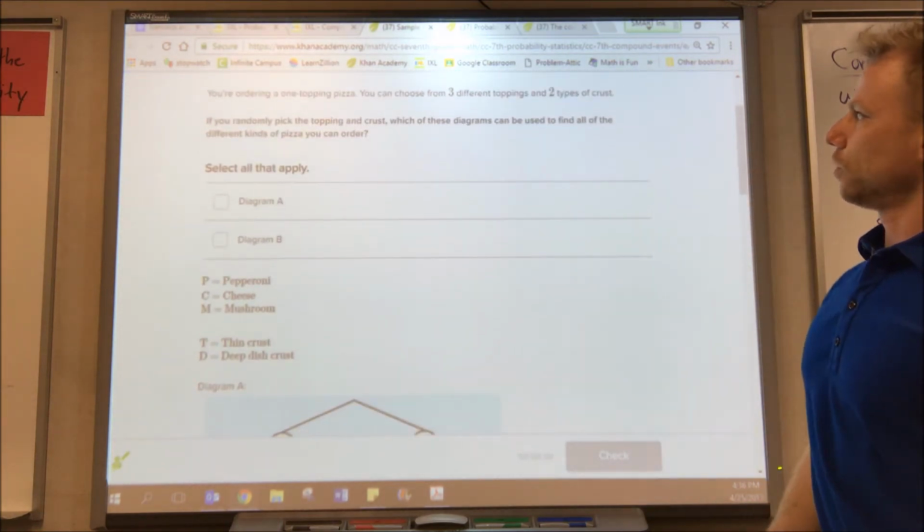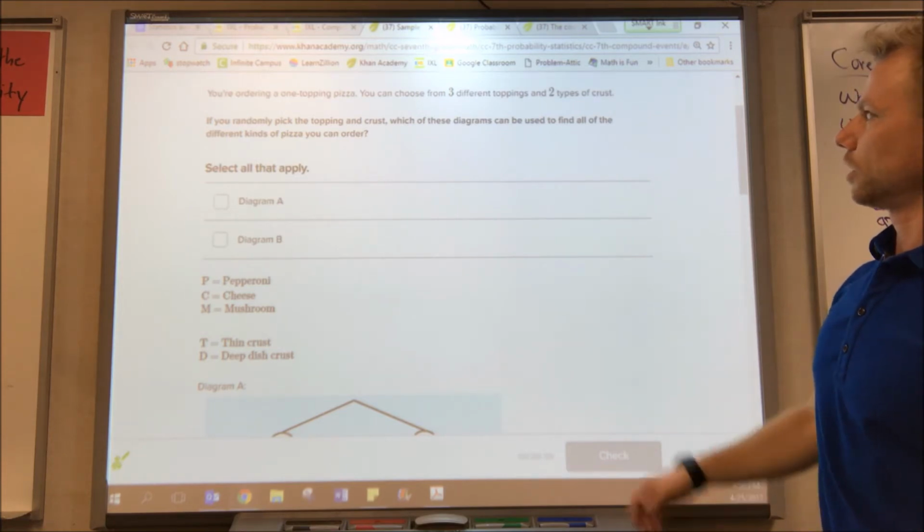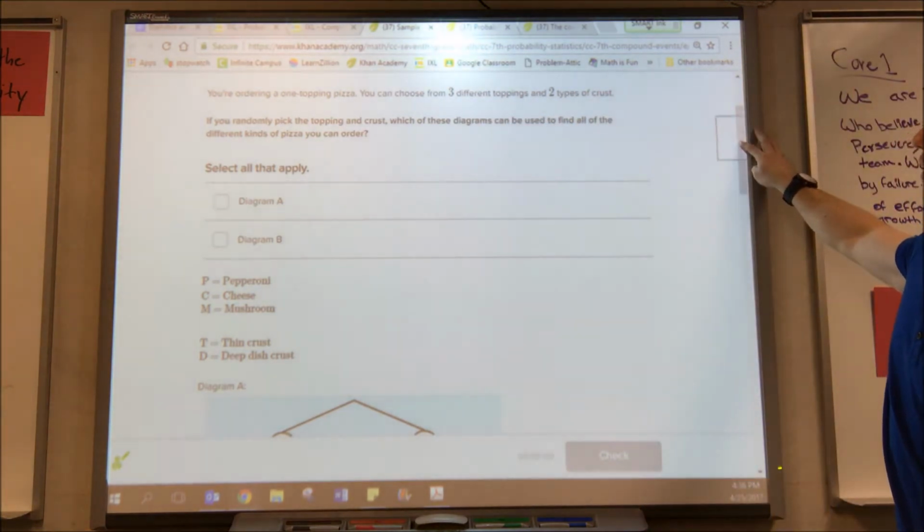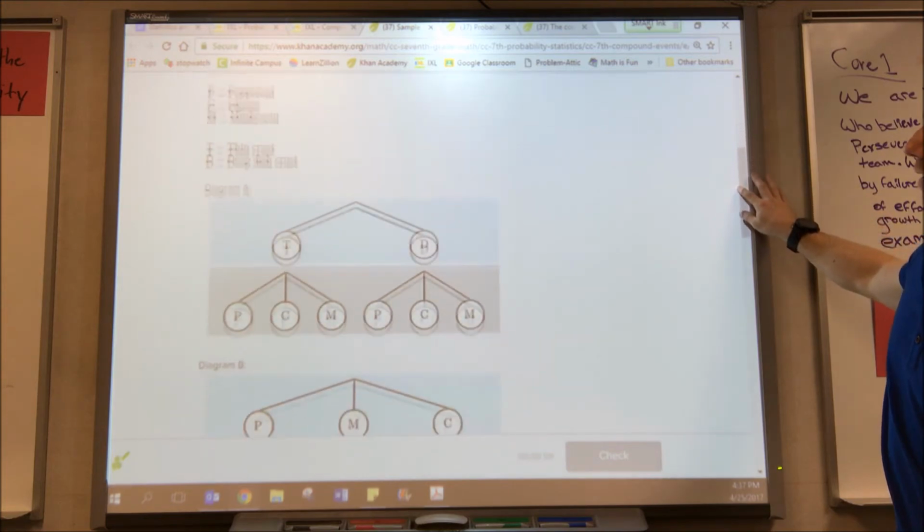All right, you're ordering a one-topping pizza. You can choose from 3 different toppings and 2 types of crust. So 3 times 2 is 6. We're looking at 6 different outcomes. Okay, which diagram gives us that?